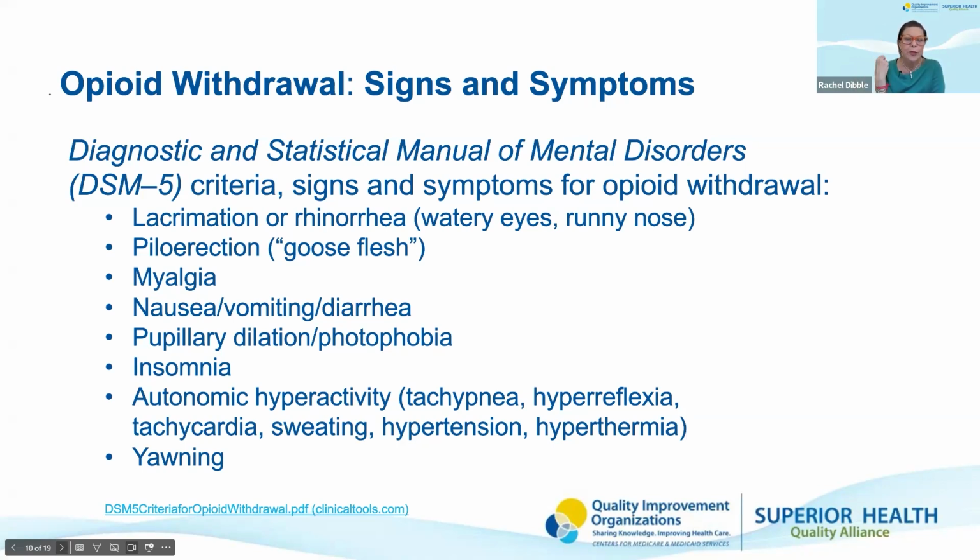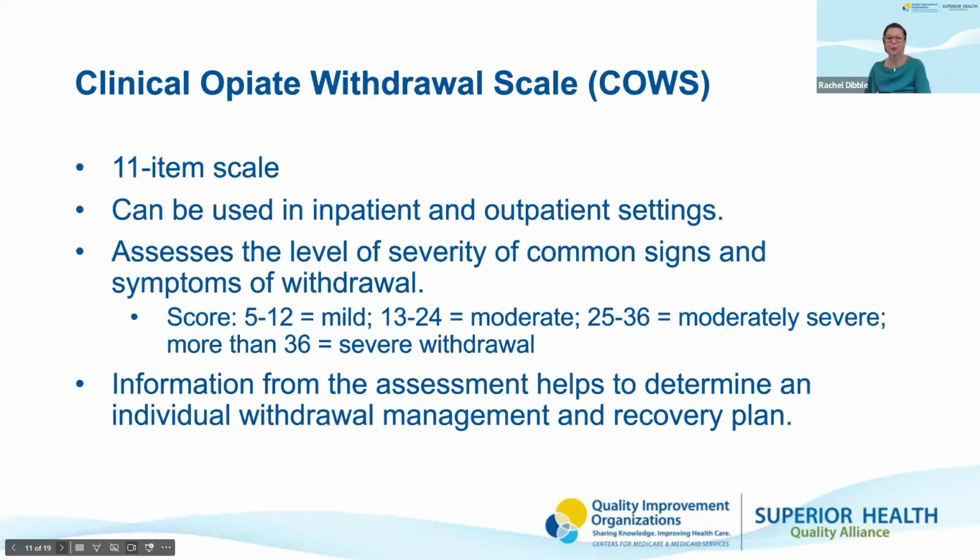Hyperactivity, tachypnea, hyperreflexia, tachycardia, sweating, hypertension, hyperthermia. So these are things that often happen, and a lot of yawning, very abnormal. It just is continuous, and that'll tip you off. Next slide, please.